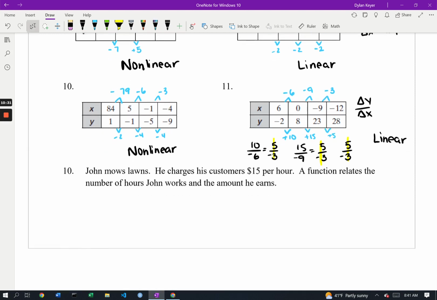And then the last exercise here we have is a situation, a verbal description. John mows lawns. He charges his customers $15 per hour. A function relates the number of hours he works to the amount of money he earns. So this is a linear function because the rate is constant, right? He's earning $15 every hour he's working. If we were talking about proportional relationships, you would have told me that the constant of proportionality was 15. So the equation of this would be y equals 15x.